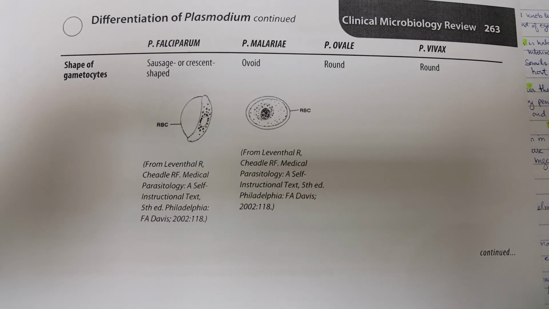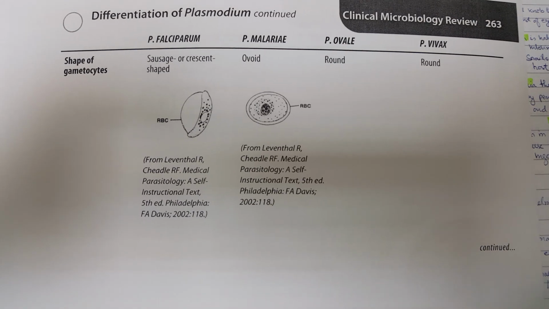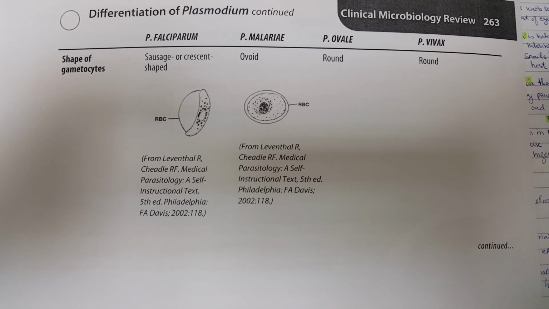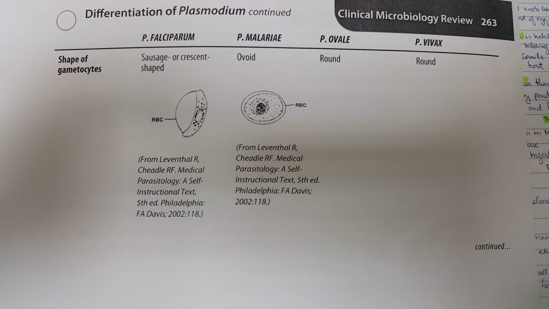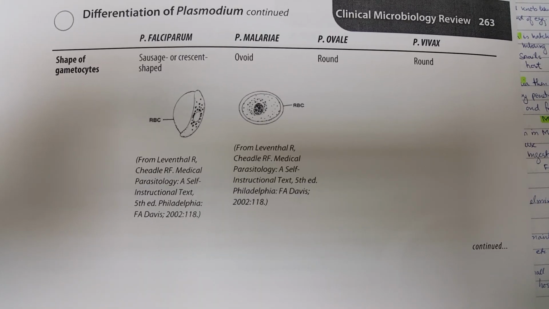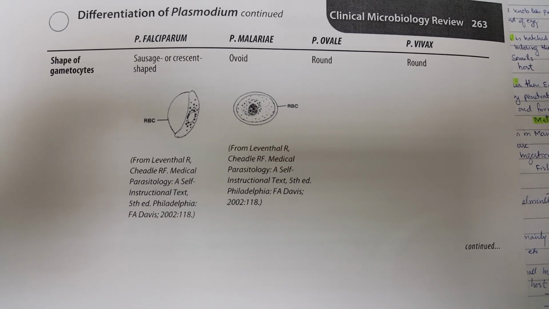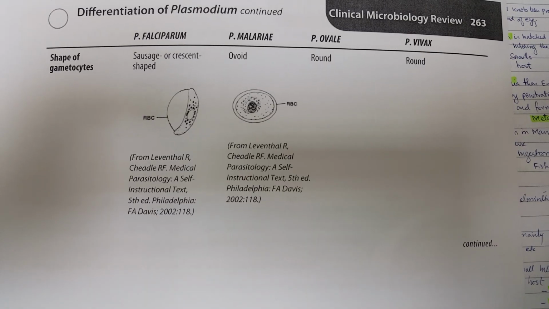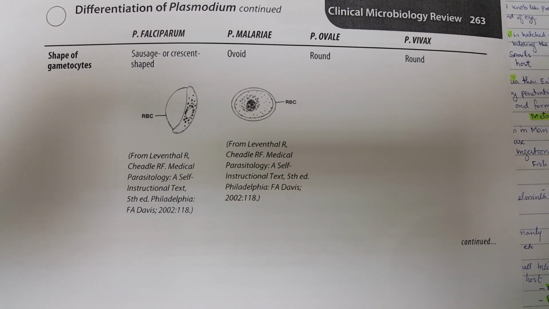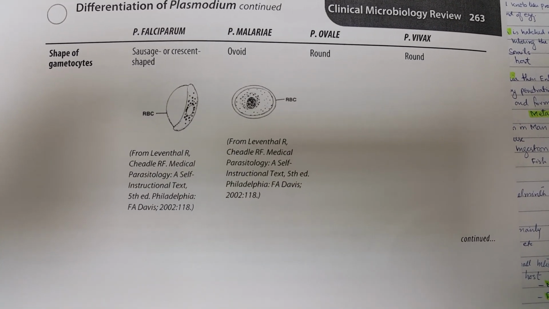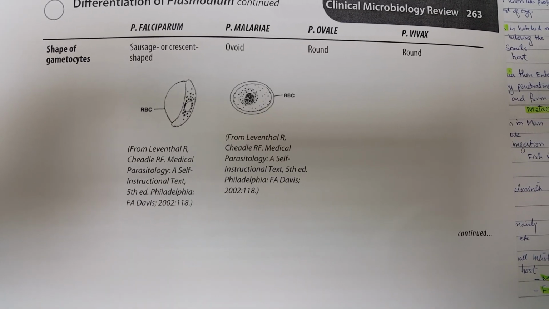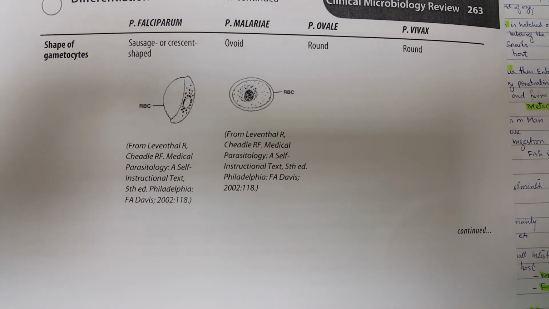Further, the shape of the gametocyte of falciparum is crescent, you can say banana shape. Malariae has ovoid, ovale has round, and vivax has round. The only difference is that falciparum and malariae have oval, and both ovale and vivax are round gametocytes.